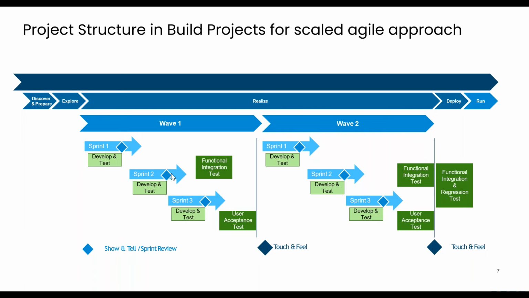And then we would do the same for sprint 2 and sprint 3. During that time, because these items are marked as complete and we've already done a show and tell for each sprint, we'll execute a functional integration test between SAP and any non-SAP applications integrated with SAP. And then we'll have multiple iterations of functional integration testing as these items get completed.